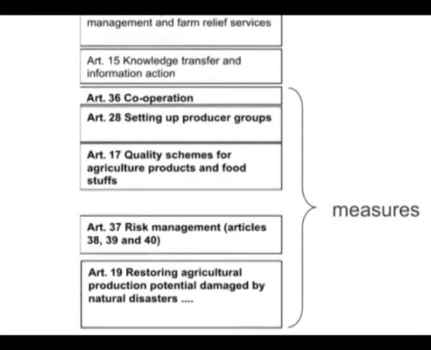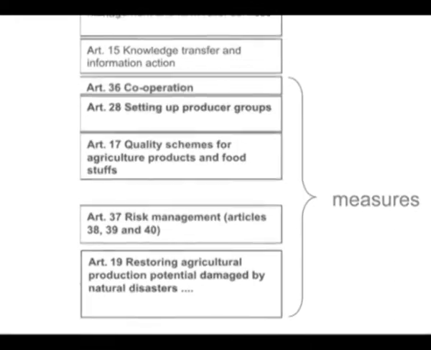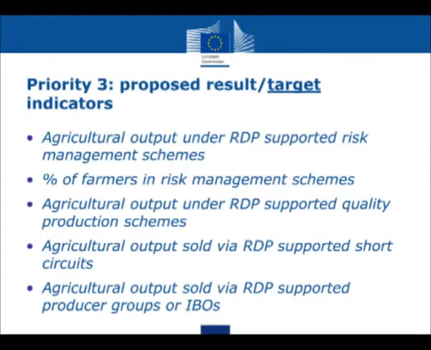So then the proposed result and target indicators there. The top 2 are specifically linked to the risk management. We haven't underlined, proposed either of those as target indicators. That's also something that we'd very much like to explore. What sorts of targets would be appropriate to set for risk management?